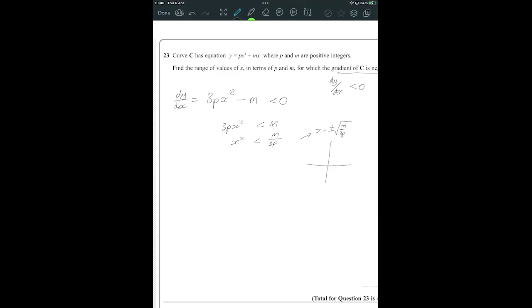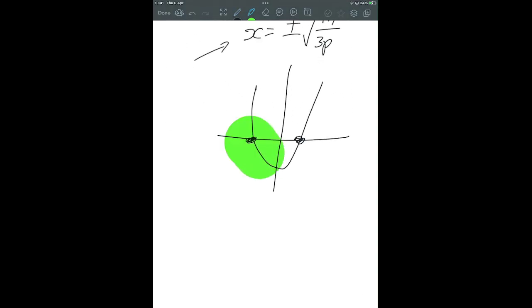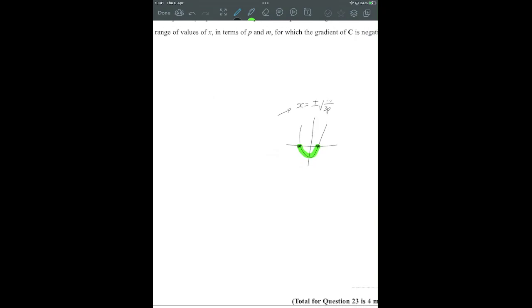And thinking about a quadratic curve, if there are two values and we want to be less, then we're looking at this section. Oh, that's a very thick highlighter. It surprises me every time. We're looking for this part of the curve here. Made a weird smiley face there. So we're looking for x to be between those values. So the actual answer that I'm looking for is the sandwich inequality. x is between negative root m over 3p and positive root m over 3p.